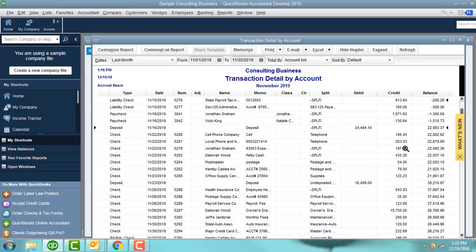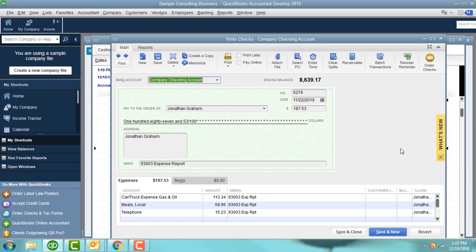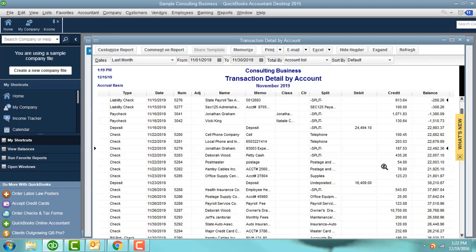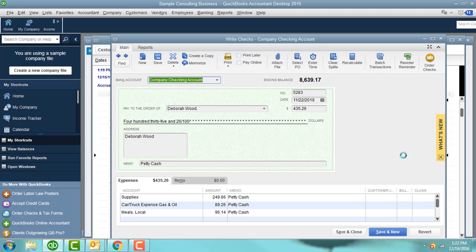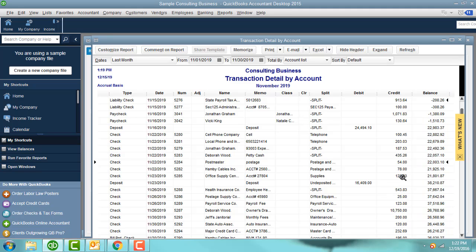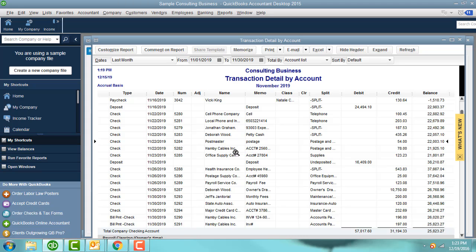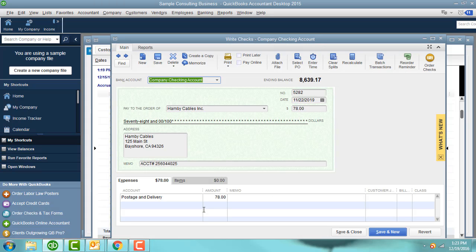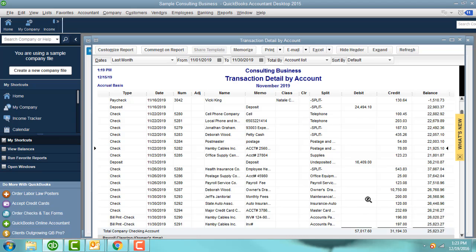Then cell phone, telephone, check. Looks like this Jonathan has an expense reimbursement. Click on that. Yep, some car, meals, entertainment, telephone expenses. Deborah Wood, petty cash. Let's take a look at that. So she bought some supplies and some little stuff here. Postmaster's $54. Harvey Cables, postage and delivery. Postage supply, or maybe it's a courier service. Office supplies, another revenue deposit.